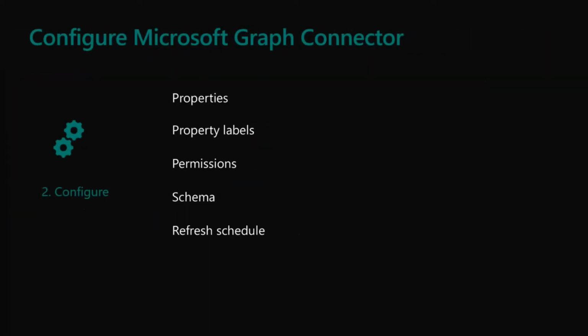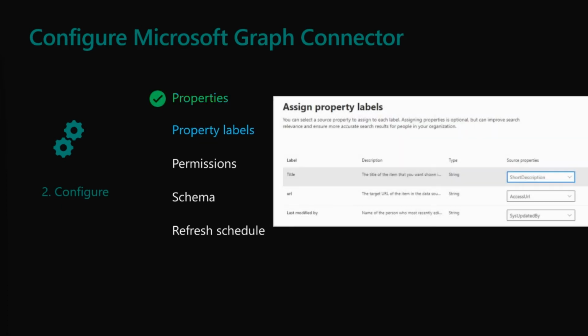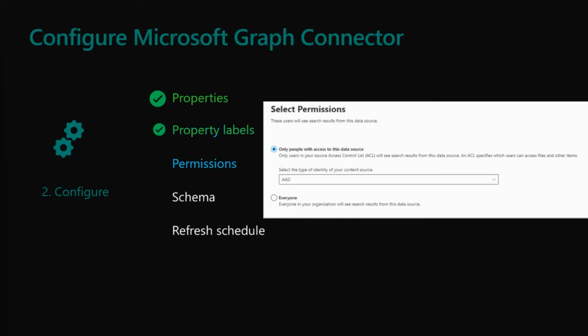Graph Connector allows the flexibility to configure the connection for your needs. It automatically selects properties from the connected data source. You can also add or remove properties. Property labels provide additional context to our relevance engine. You can assign the selected properties to these labels. You can choose to index the third-party content along with permissions. Graph Connector supports both Azure AD and non-Azure AD user and group permissions.